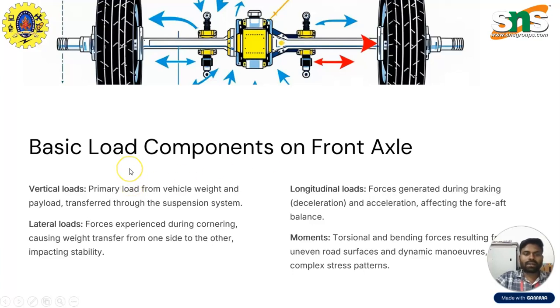And what are the basic load components on the front axle? As I said earlier, the front axle experiences some amount of load and stress, like vertical load. This vertical load is mainly because of the vehicle load, the structural load of the vehicle, and the passengers. And then the lateral loads, the forces experienced during cornering.